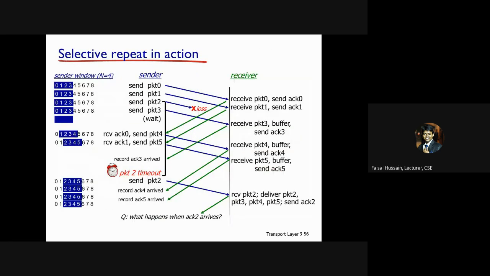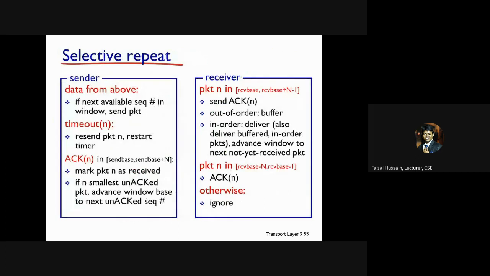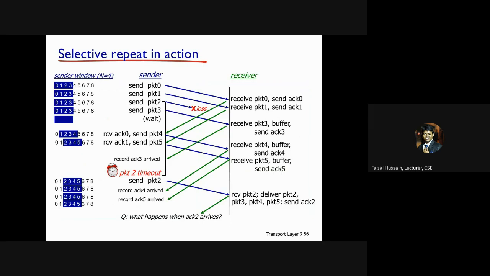So let's see the diagram directly. There is actually a summary of the sender and receiver side. On the sender side, you have n equals 4 again. From 0 to 4, the packet is sent out.